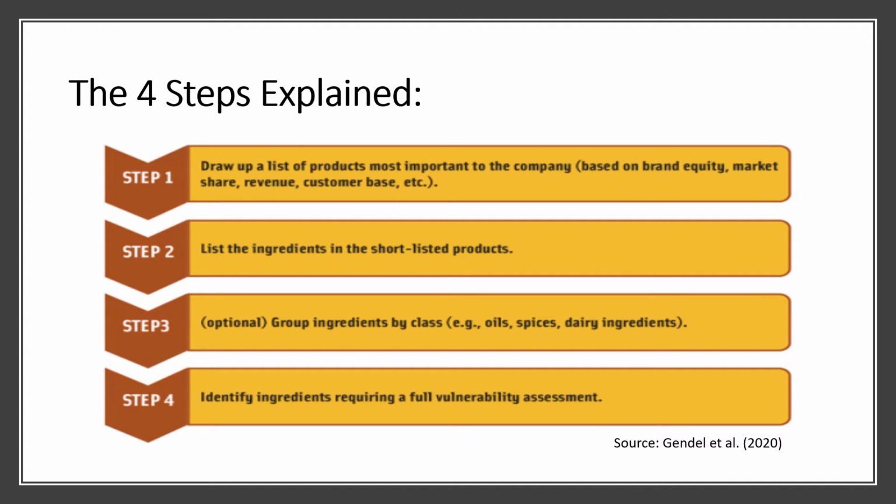Step 2 involves constructing a list of ingredients that are used in the products identified in the first step. This list should also include flavors, aids used in processing, indirect additives, and sub-ingredients. Step 3 can be optional, but it does help to group together similar ingredients such as plant oils, spices, and dairy products. Finally, the 4th step is the evaluation of each group of ingredients that are identified in the prior step. The ingredients that are determined to be high priority here should then be evaluated by a vulnerability assessment.